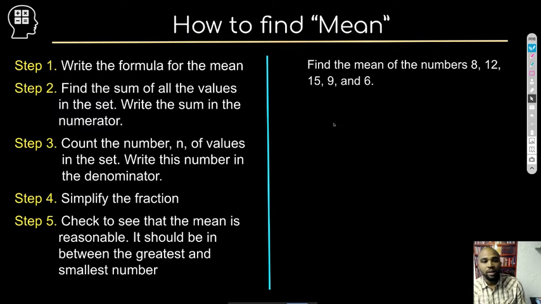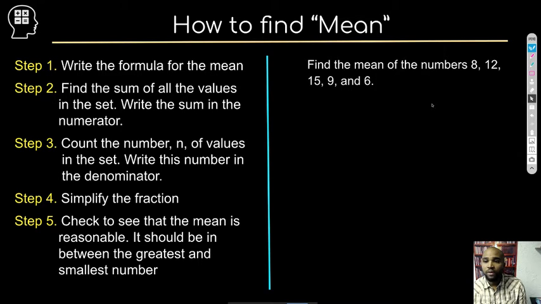So how do we find the mean? I just showed you, but if you want it step by step, we write the formula out. Find the sum of all the values in the set. Write the sum in the numerator. Count the numbers. Simplify the fraction. We're going to go step by step and do those.